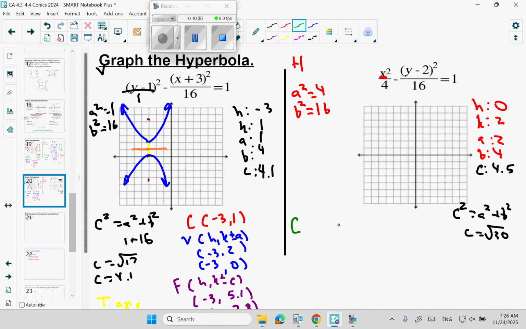So, center. Center is h comma k as always. 0, 2. Okay. Vertex is h plus and minus a comma k. So 0 plus 2, 0 minus 2. So I'm going to get 2, 2, and negative 2, 2.